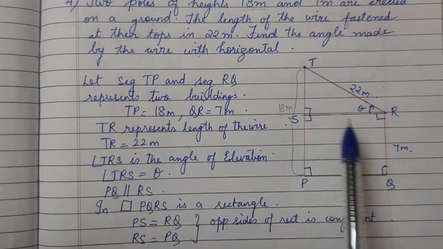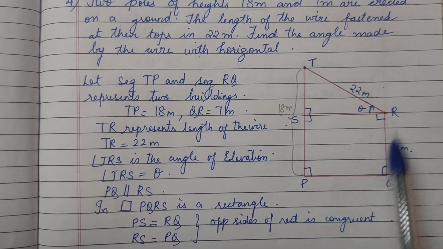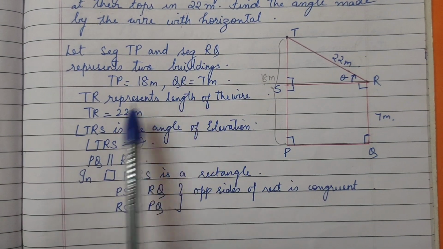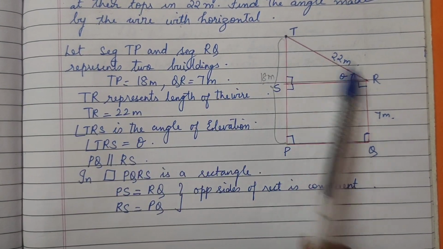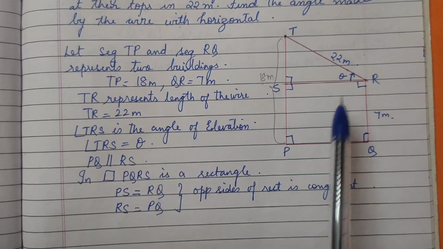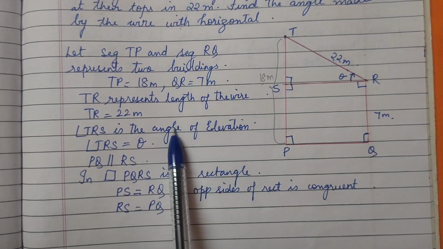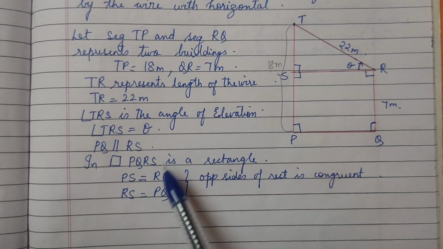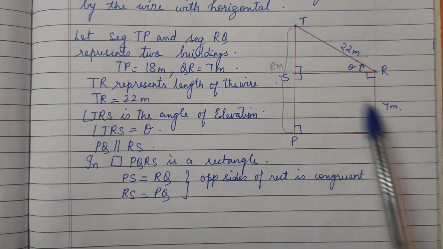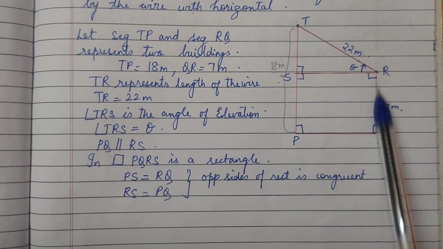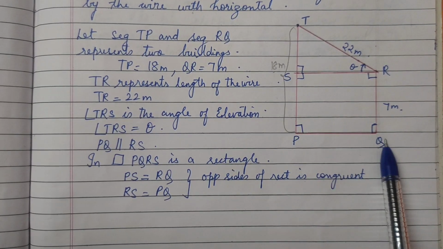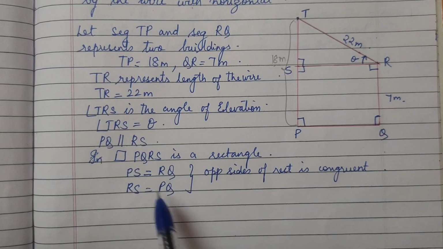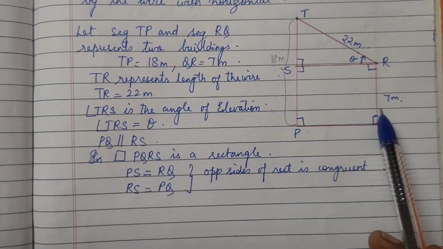I have written, see, TP and RQ are the two buildings. TP is 18, QR is 7 meter. TR represents the length of the wire, that is 22 meter. TRS is the angle of elevation which we consider now theta here, and it is like a previous sum. PQ is parallel to RS, so quadrilateral PQRS is a rectangle, and we say opposite sides are congruent here.